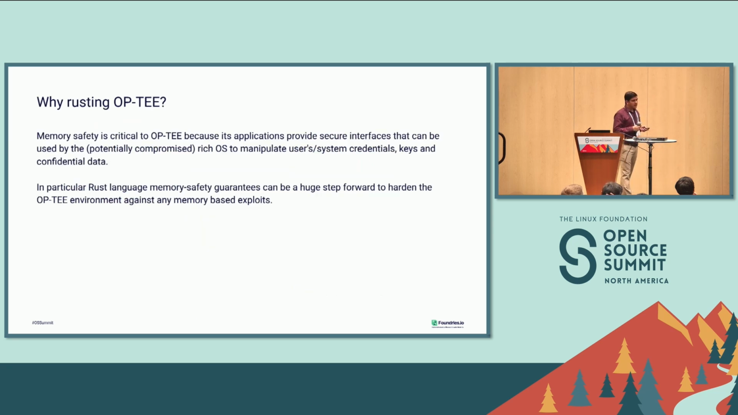Now coming on to why do we need to Rust OP-TEE? First of all, as I mentioned, memory safety can be a huge plus for the OP-TEE environment, and OP-TEE is doing all the security critical operations, where we are managing all the user and system credential keys and confidential data. And although we have all the boundary checks that are being done in the C code that's already there, with Rust, that can be more simplified, because there are many things the Rust compiler can take care of and warn users about during the build time as well.